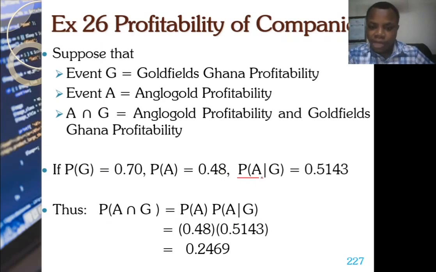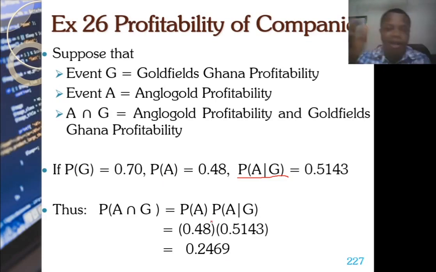Now, in this case, we are introducing a new term here, that is the probability of Anglo-Gold's profit given that of Goldfields, and we'll be giving that to be 0.514. Now we estimated this earlier, 0.154. Okay, so with this, if we would like to know the probability of A intersection G, and remember we know this and we know the probability of A, we can easily estimate the probability of their intersections.